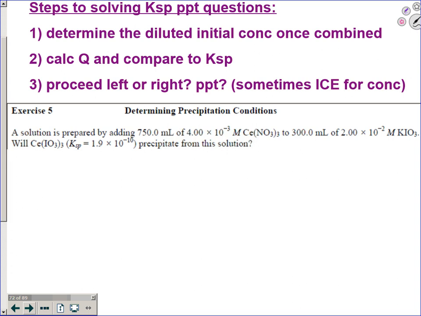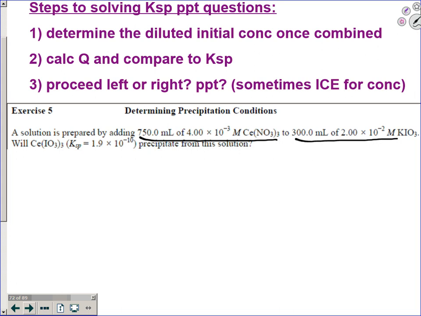A solution is prepared by adding 750 mL of 4.0 times 10 to the negative third molar cerium-3 nitrate to 300 mL of 2.0 times 10 to the negative 2 molar potassium iodate. Will cerium-3 iodate precipitate? And there's a KSP value. A lot of information, right? But what we have here are two pieces for each initial reactant, and I need to take their current concentrations and dilute them.